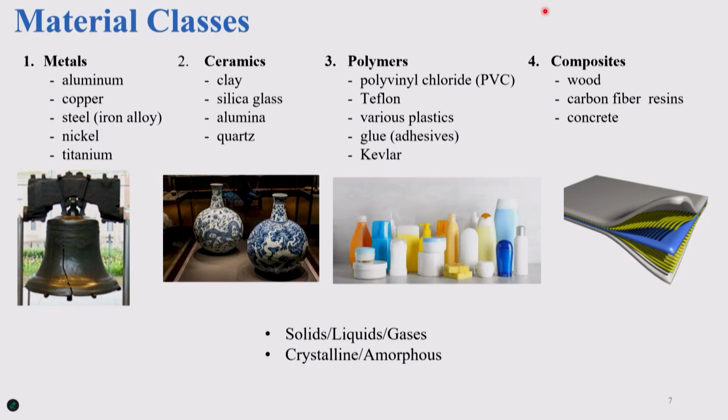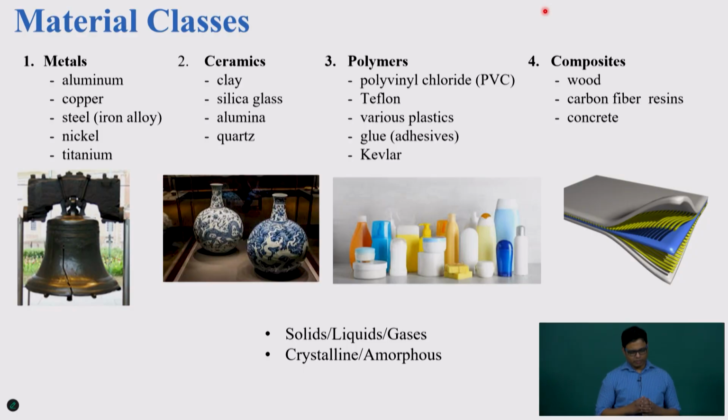Now, there are different classes of materials. You might have heard from your school studies: metals, ceramics, polymers, composites. But why do we need to classify materials? Anyone would like to answer? Why would you need classification of materials? Service conditions. So, application domain, right?